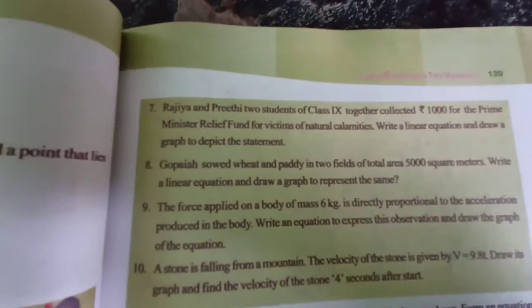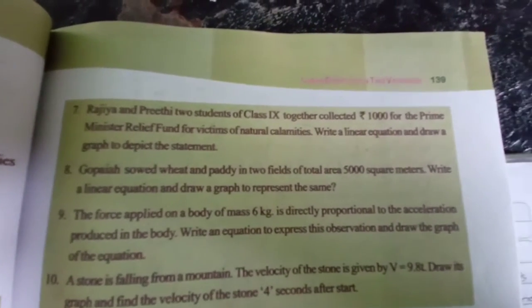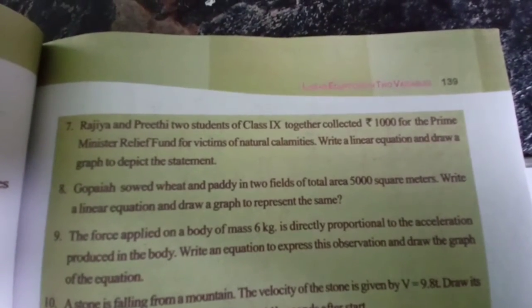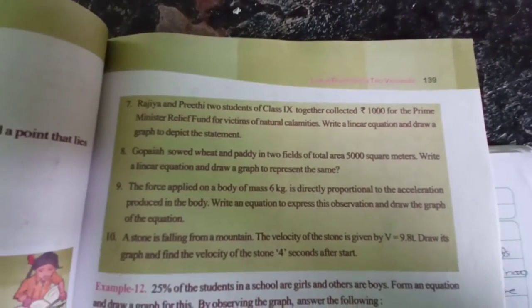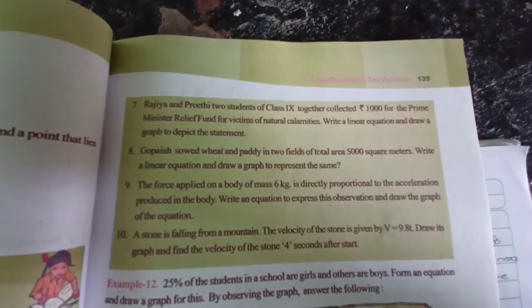8th question. Gopaya sowed wheat and paddy in 2 fields, total area of 5,000 square meters. Write the linear equation and draw a graph to represent the same. Okay, draw the graph.